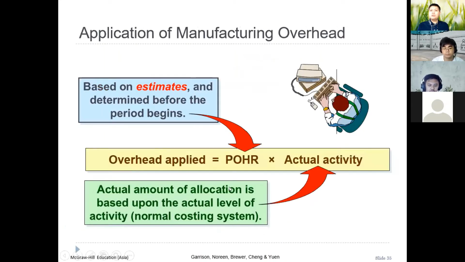And then how do you apply? Now, first you have the estimate, the predetermined overhead rate. Now, how do you apply? Now, when you have the rate, you multiply it with the actual activity. Let's say, for example, the actual direct labor hours multiplied by the POHR. Then you have the overhead applied.